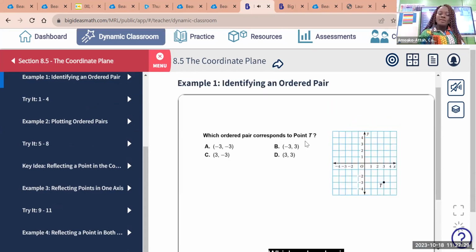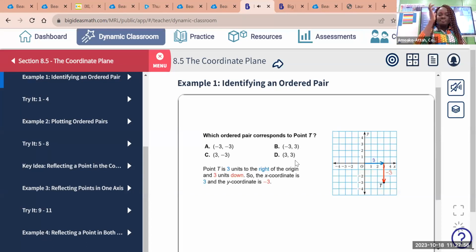A. -3, -3. B. -3, 3. C. 3, -3. D. 3, 3. Point T is 3 units right and 3 units down. So the x coordinate is 3 and the y coordinate is -3. The ordered pair 3, -3 corresponds to point T. The correct answer is point C.